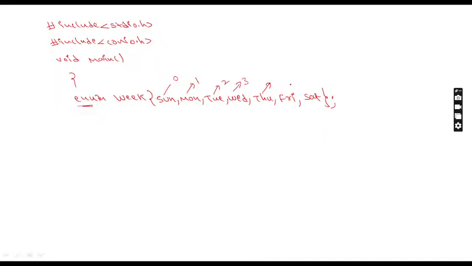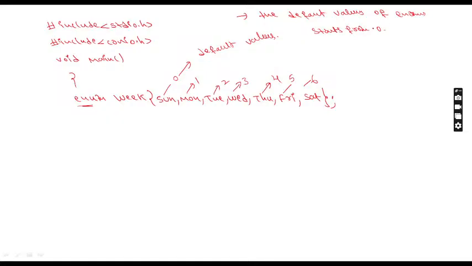What did I say in the definition? It is used to assign values. This is 4, 5 and 6, because we started from 0. This 0 is called the default value. The default value of enum starts from 0. So 0 is nothing but the default value, and from here only it will start.